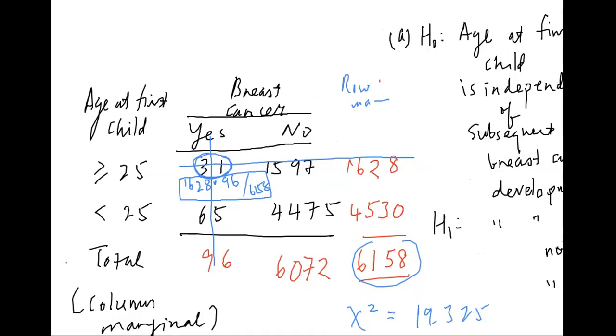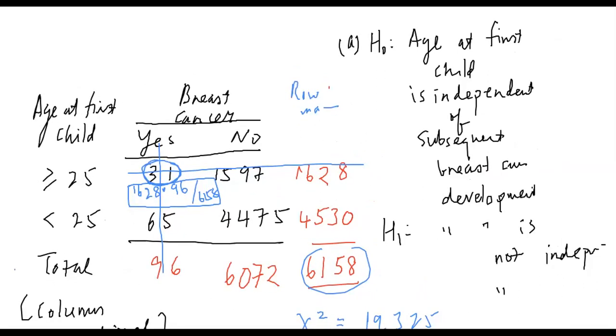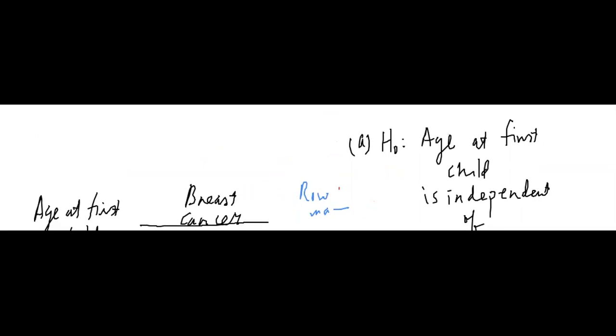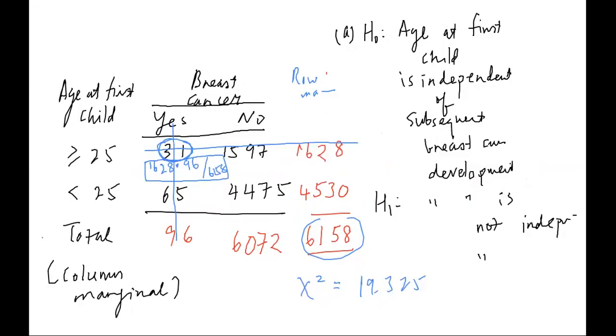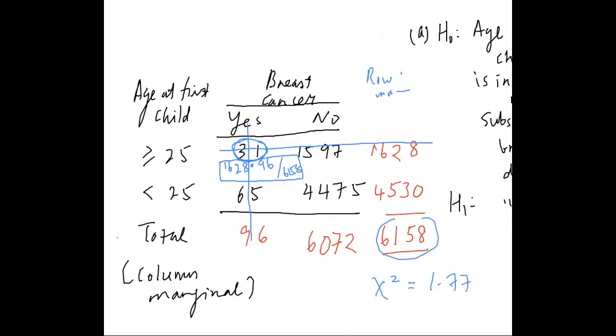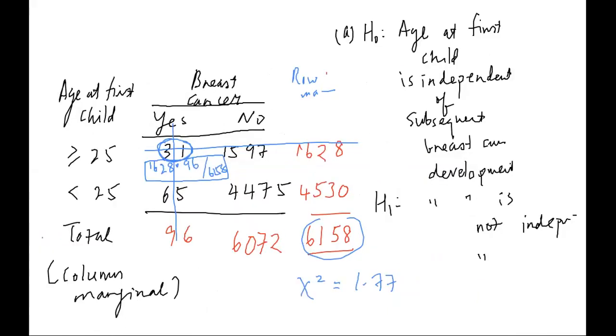Sorry, I think this is not correct. This should be 1.77, sorry. That was for the previous one. Okay, you'll get something close to 1.77, okay? So the degree of freedom for this chi-square test is 1 because it's the number of rows subtract 1 times the number of columns subtract 1, okay?